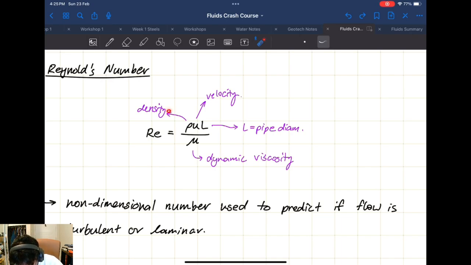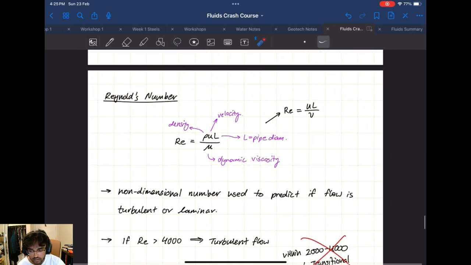So we've got density, average velocity, pipe diameter, and dynamic viscosity. If you guys remember, I introduced you guys to kinematic viscosity earlier. So you can also relate this to kinematic viscosity. So Reynolds number is equal to U times L over kinematic viscosity. Same thing. You can use whatever you want. Doesn't really matter.